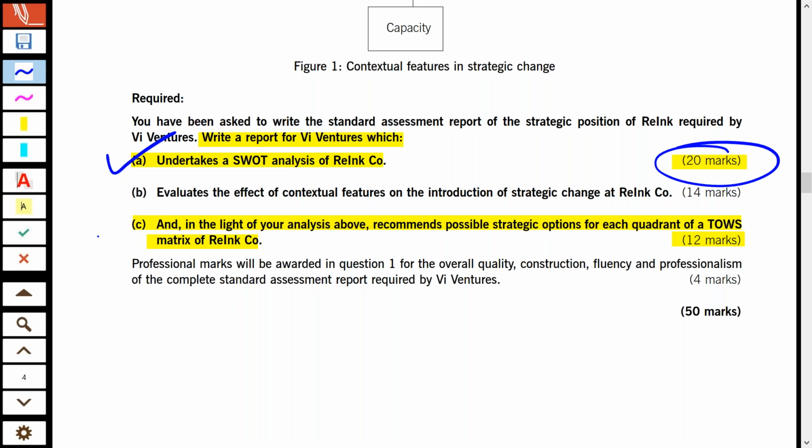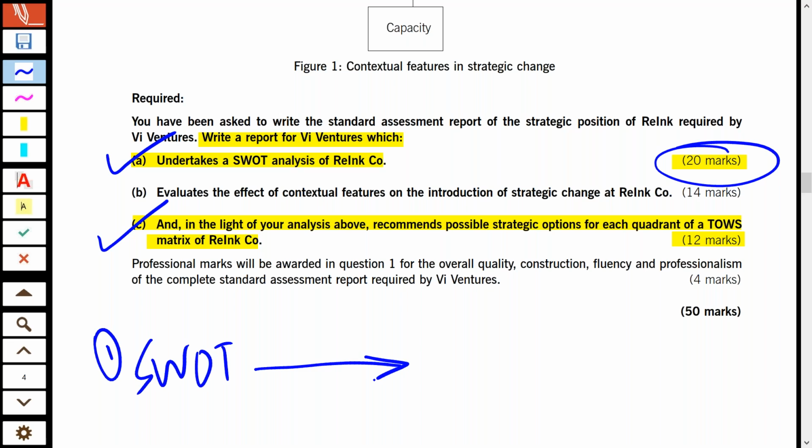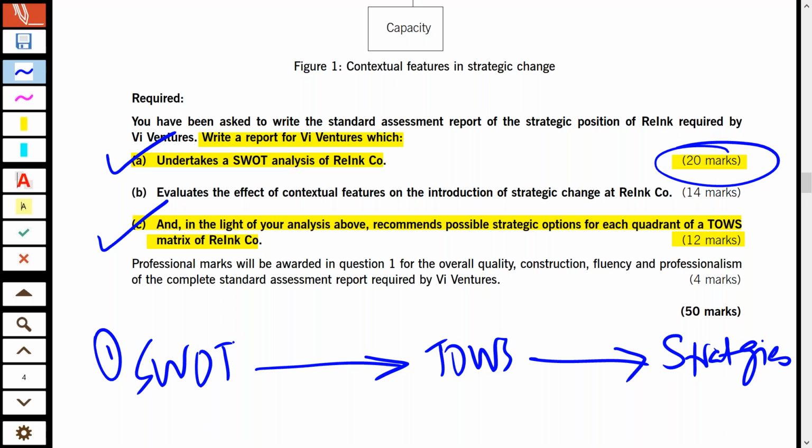Okay. Now part C. In the light of the analysis above, recommend possible strategic options for each quadrant of the TOWS matrix. So do you remember the way it works is, first you do a SWOT, then that SWOT gets fed into TOWS, and from TOWS you go get your strategies. So we've done SWOT. Now we need to do TOWS to come up with strategies.